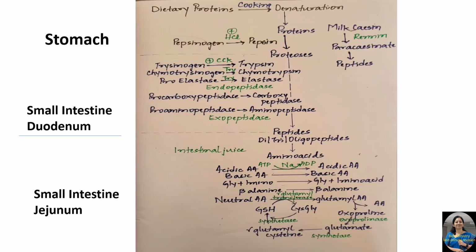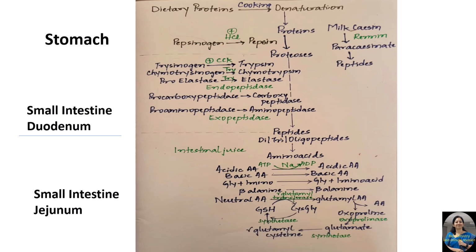So this is the overview of the digestion and absorption of proteins. Just to summarize, dietary proteins on cooking get denatured and are easily digestible. These are acted upon by pepsin, which is present in inactive form pepsinogen, activated by HCl. Pepsin at a pH of 1 to 2 degrades protein to proteoses. Proteoses are acted upon by pancreatic enzymes, for example, trypsin.